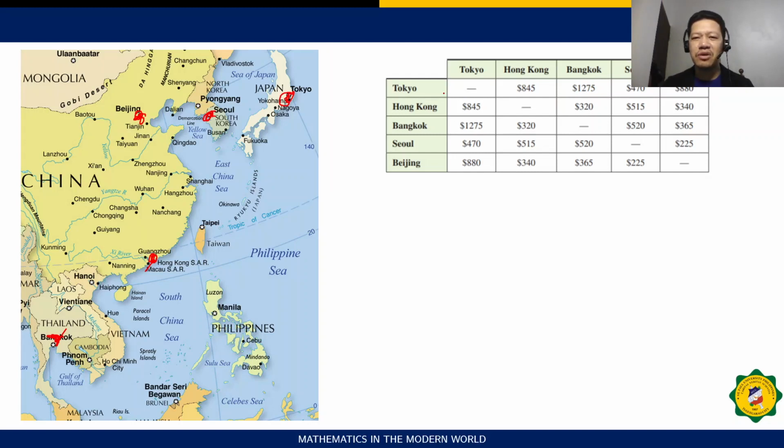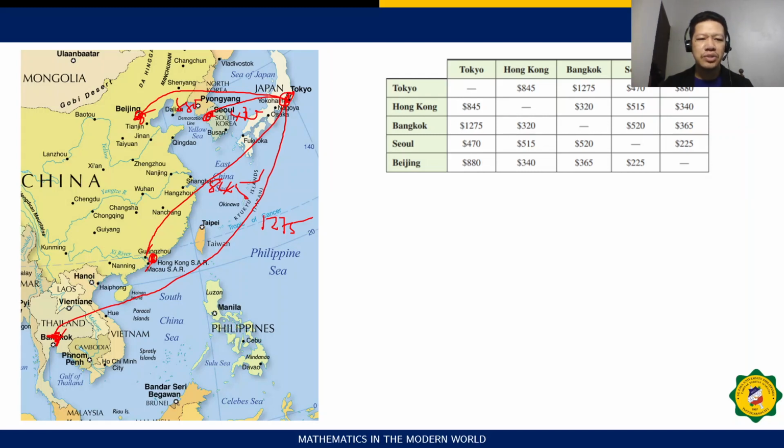Let's say for example for Tokyo, Tokyo to Hong Kong is 845, so you put 845 here. Then Tokyo to Bangkok, there's a line here, and the airfare is 1,275. That's the weight. Then we have Tokyo to Seoul 470, that one, and then Beijing 880. You do that also for the next row for Hong Kong.